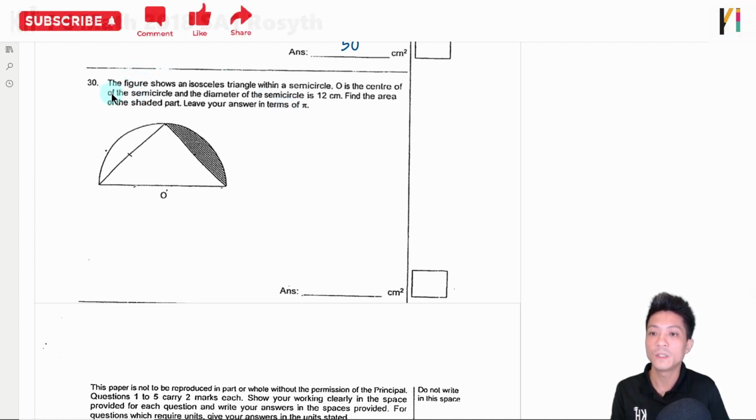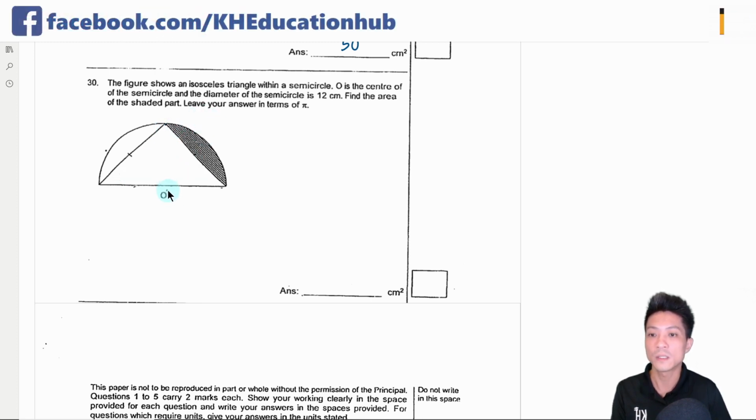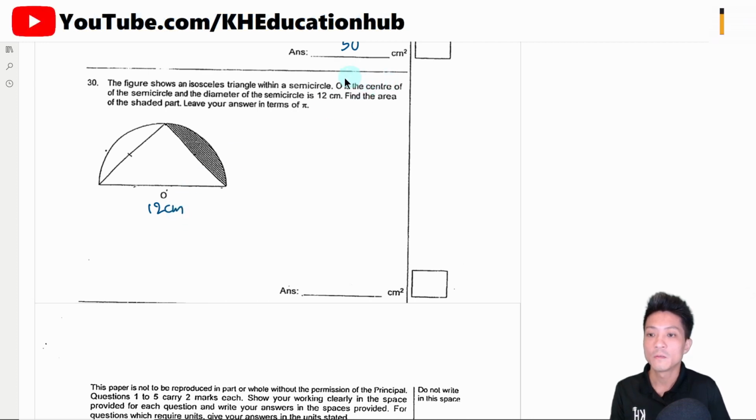Question 30. The figure shows an isosceles triangle within a semicircle. So this is the isosceles triangle. O is the center of the semicircle and the diameter of the semicircle is 12 cm. So the diameter is 12 cm. Find the area of the shaded part, so this part. Leave your answers in terms of pi.